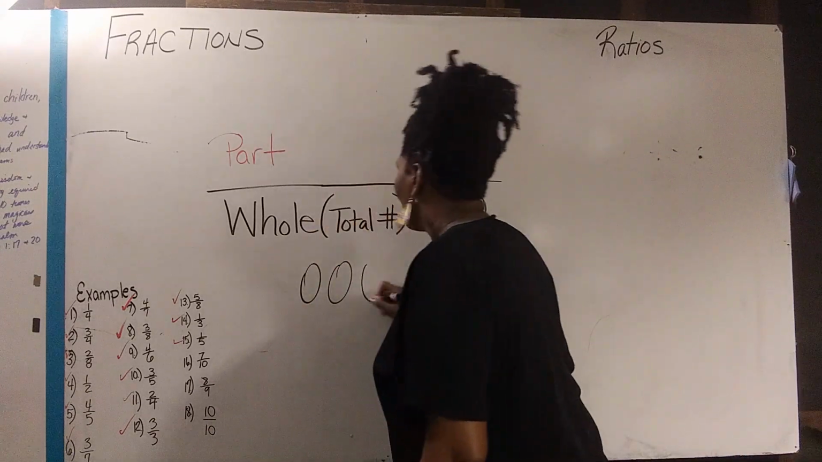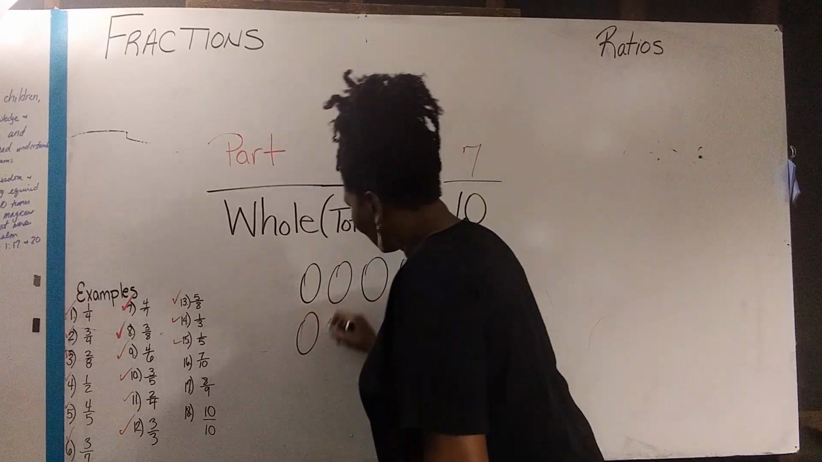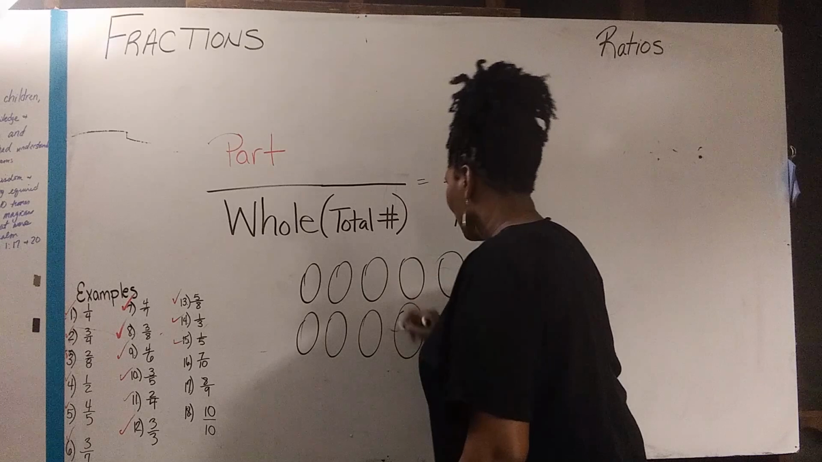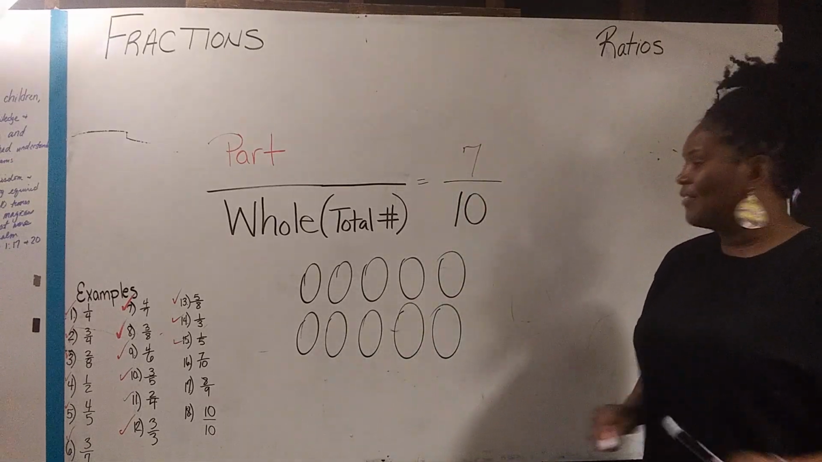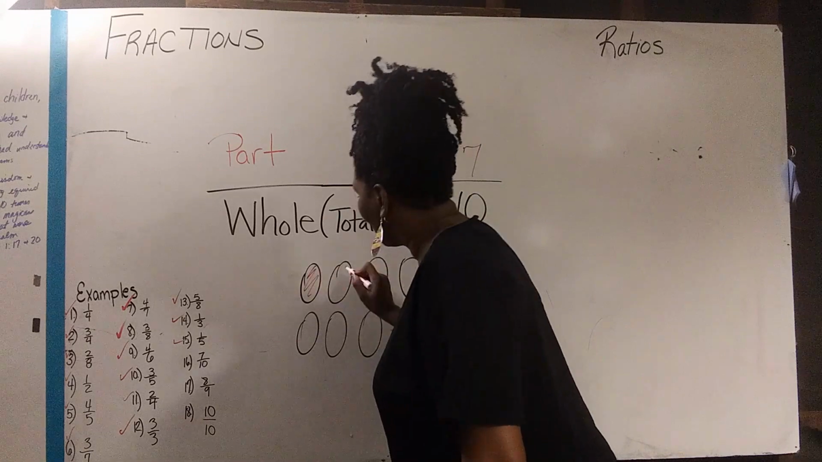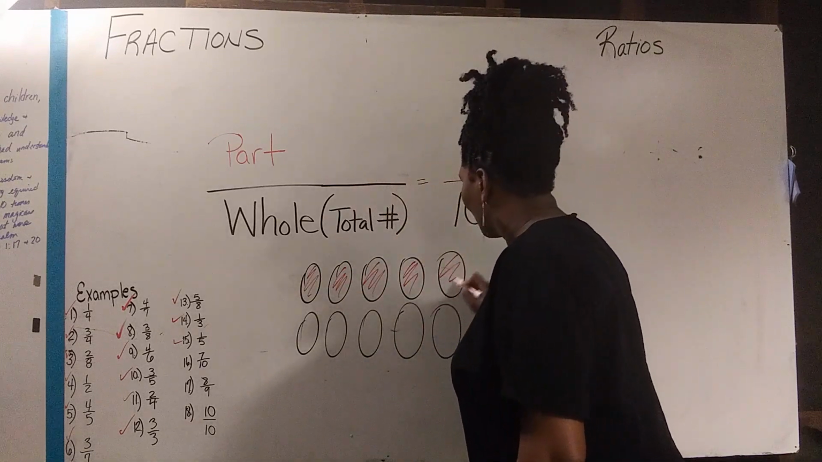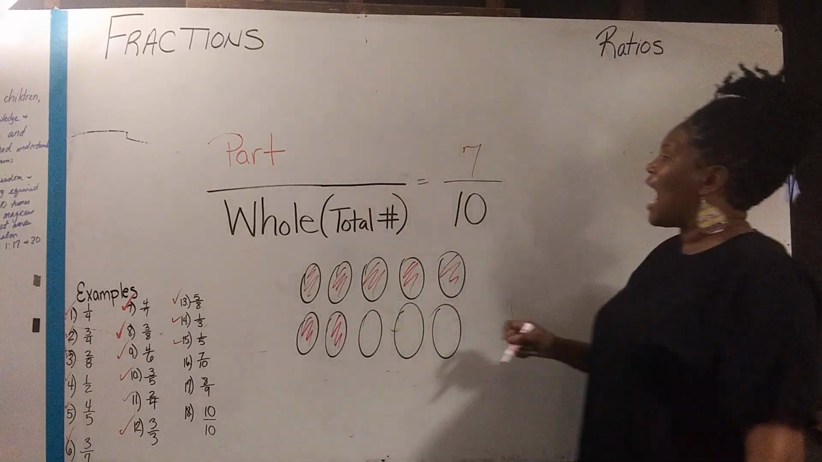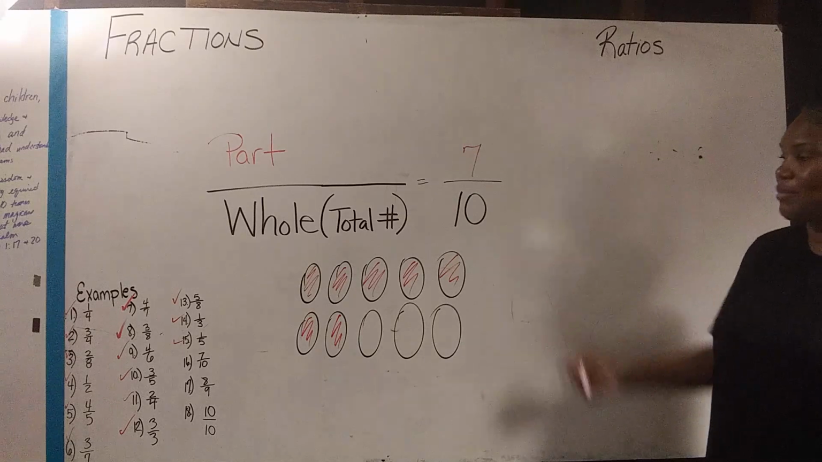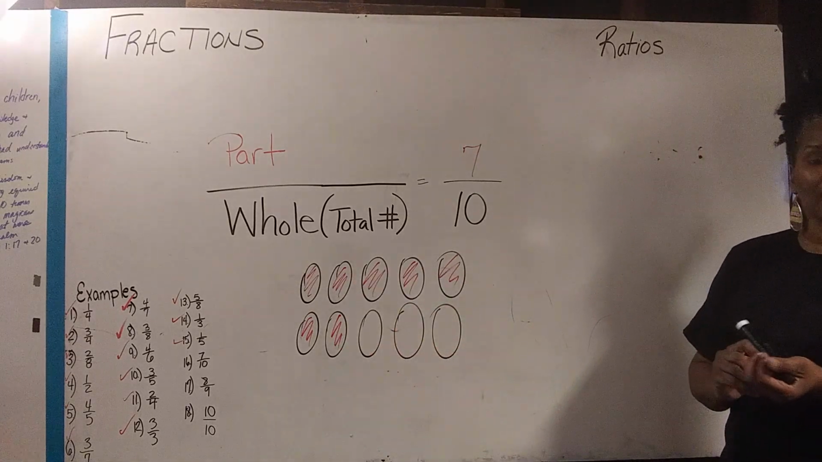1, 2, 3, 4, 5, 6, 7, 8, 9, 10. And how many are we coloring in? 7 of them. 1, 2, 3, 4, 5, 6, 7. Our answer is 7/10 because 7 of our 10 circles are colored in.